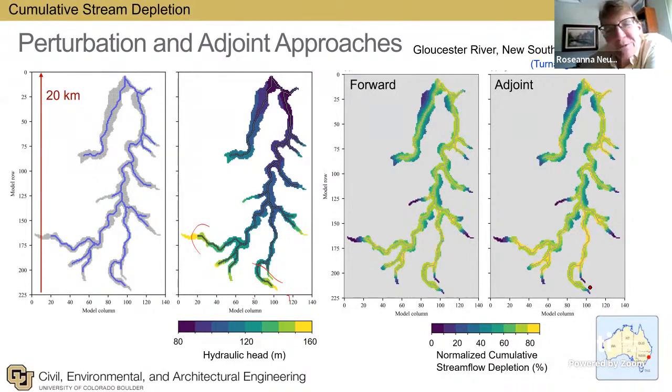So again, the adjoint simulation is more efficient. And what I also want to emphasize is that we're able to look at how much of the volume of water pumped would come from the river when we look at this cumulative stream depletion.